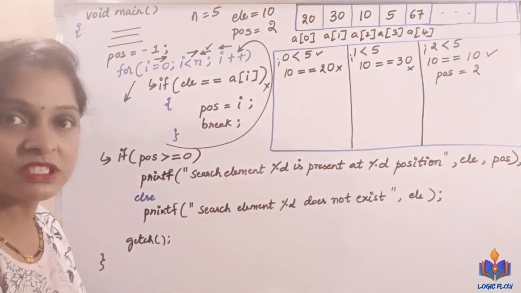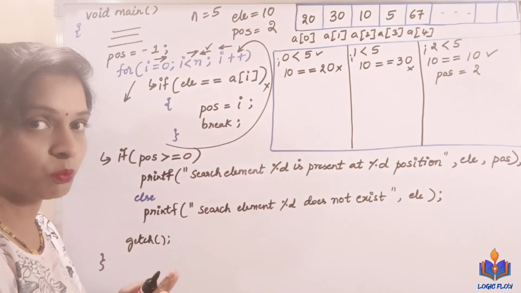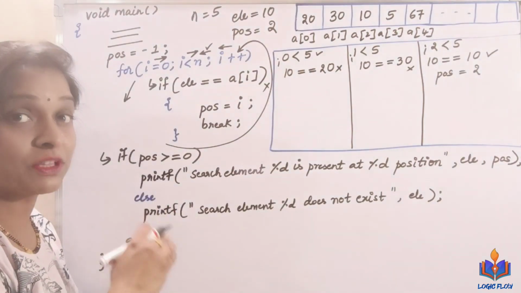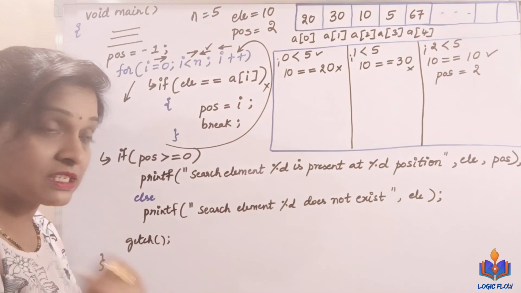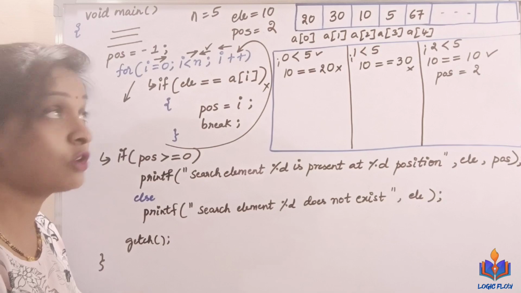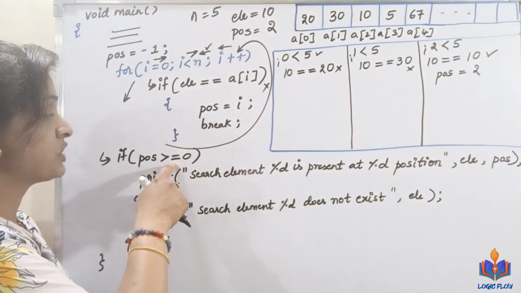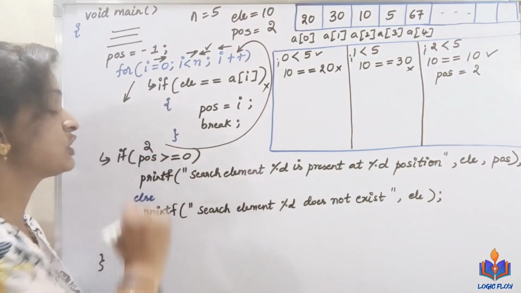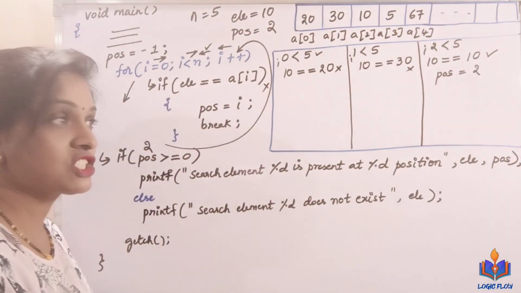So what happens here? I am going to check the condition. Position value is 2. Now I need to check whether the position value has changed or not. So how am I going to check? I'll say, is position greater than or equal to 0? I have to match with 0 also because 0 is also a position. What is the position value? It is 2. Is 2 greater than or equal to 0? Yes, the condition evaluated as true.